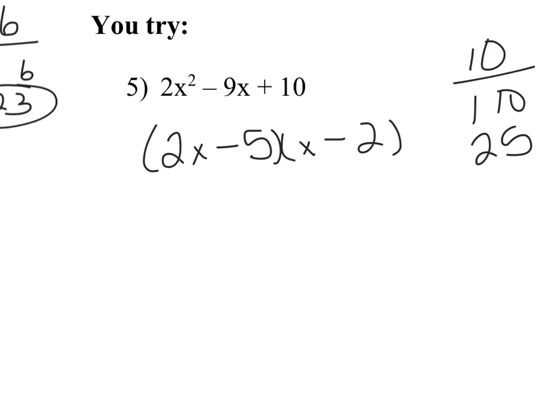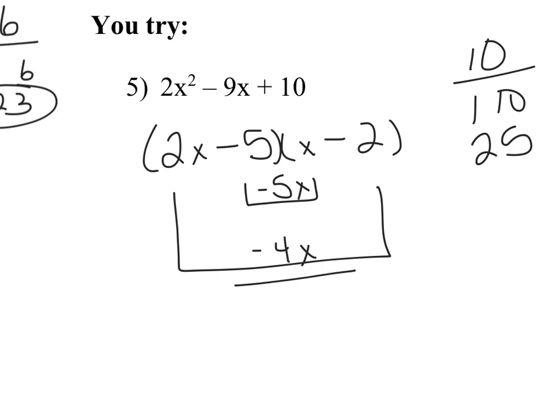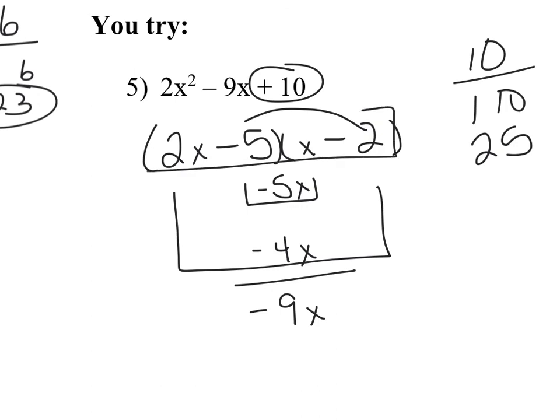So, right, so this, I believe, is the correct answer. Let's do the quick check. Outside, negative 4x. Inside, negative 5x. You add these together, you get negative 9x. You multiply these two together, you still get a positive 10. Done. There's the answer.